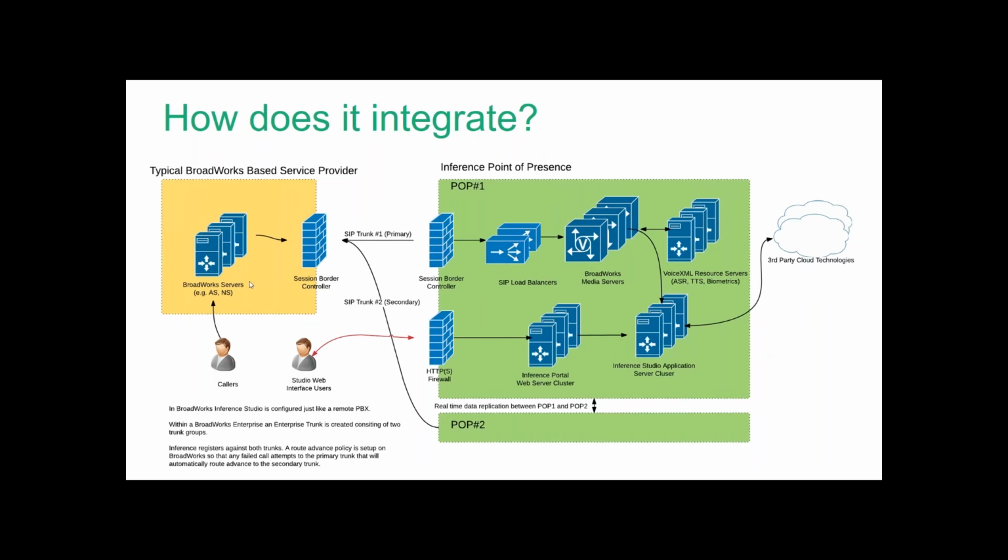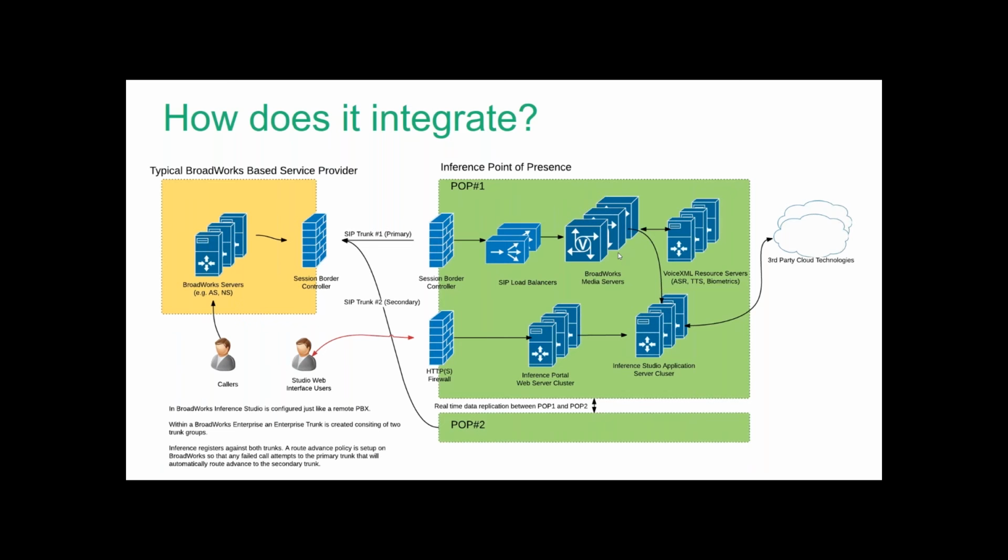So just as a bit of a reference architecture, this is a typical implementation. You've got here on the left-hand side your typical BroadWorks-based service provider. So you've got your BroadWorks infrastructure, your application servers, your network servers, and so on. You'll have your own media servers, most likely. And then you've basically got your access network where customers are connecting into you via SIP trunks that you're providing, or their hosted users, or whatever. And what you have done if you are reselling Studio is that you've actually extended your network to the Inference points of presence.